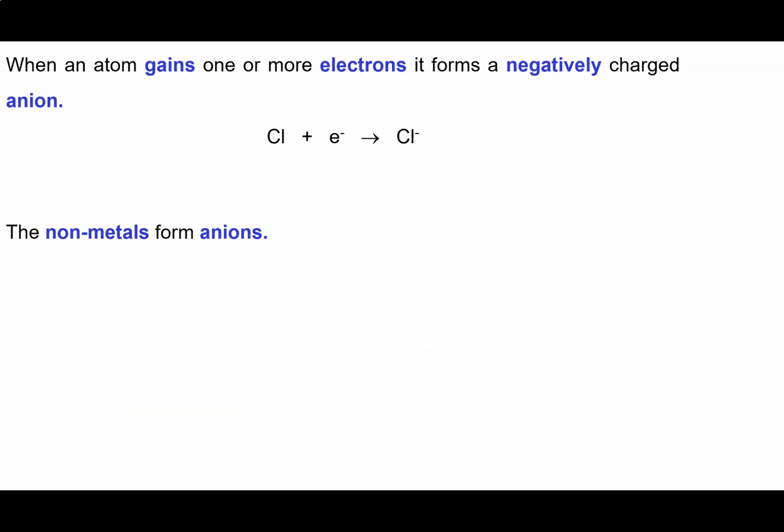Now, when an atom gains one or more electrons, it forms a negatively charged anion, and it is the nonmetals that form anions. For example, chlorine atoms will gain one electron, forming a single negatively charged anion Cl-, and you can see that the total charge on either side of my arrow here is -1, and that's important. Charge needs to balance on either side of an arrow like this.